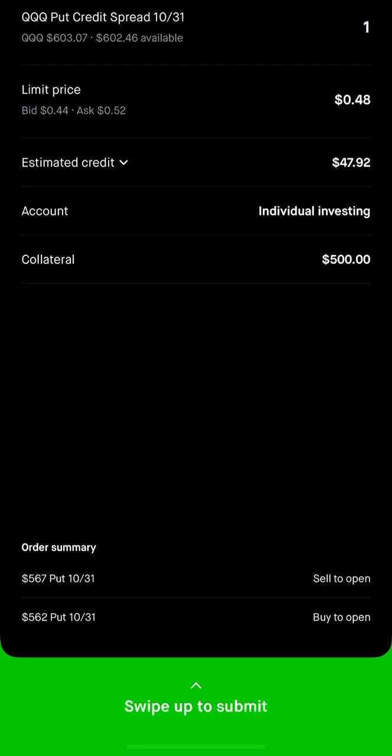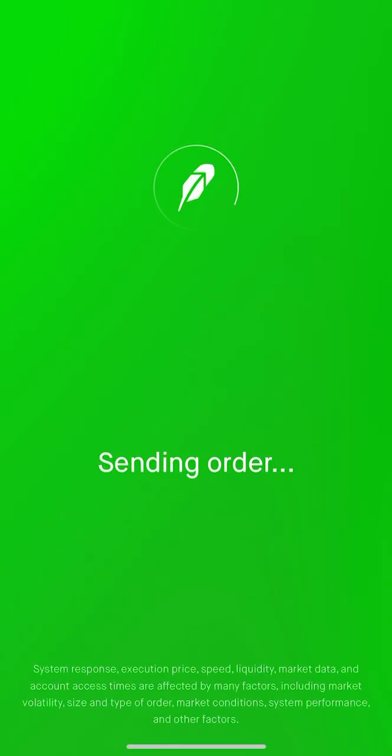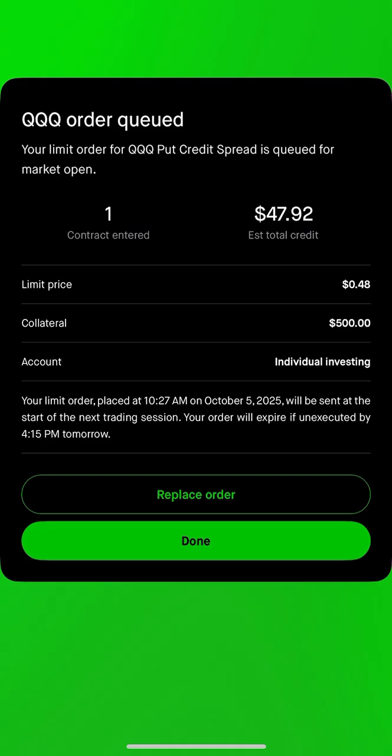And you can see at the bottom there, it tells you a summary of the spread that you're opening. So you're opening up the 567 on October 31st. You're going to sell that one to open. And then you're going to open up the 562 put, 1031. You're going to buy that to open. You swipe up to submit. And now the order is queued. Today the market is not open, but if this were during the market, it would have gone straight to market and most likely executed at mid price.